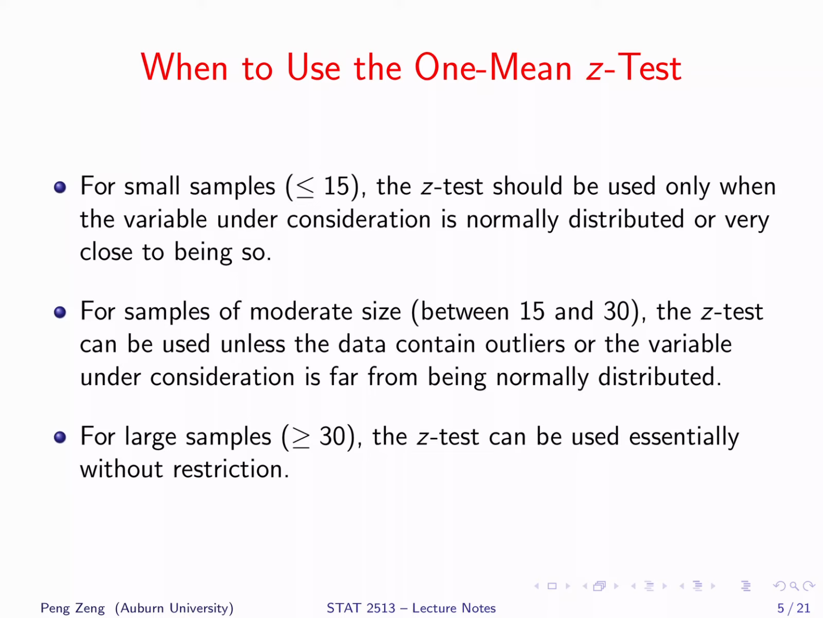When the sample size is larger than 30, the z-test can be used essentially without restriction. The main idea of this discussion is the trade-off between normality assumption and the sample size. If the sample size is large, we do not need to worry too much about the normality assumption because the central limit theorem kicks in. If the sample size is not very large, we need to make sure that the population distribution is close to normal.